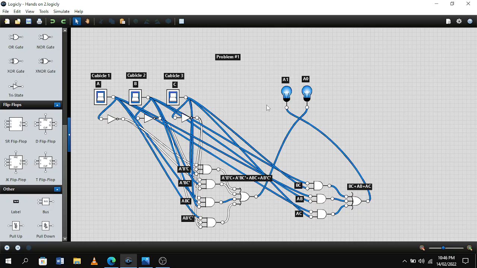So based on the K-map, this is my final design. So this is my solution for problem number 1. Thank you for watching.